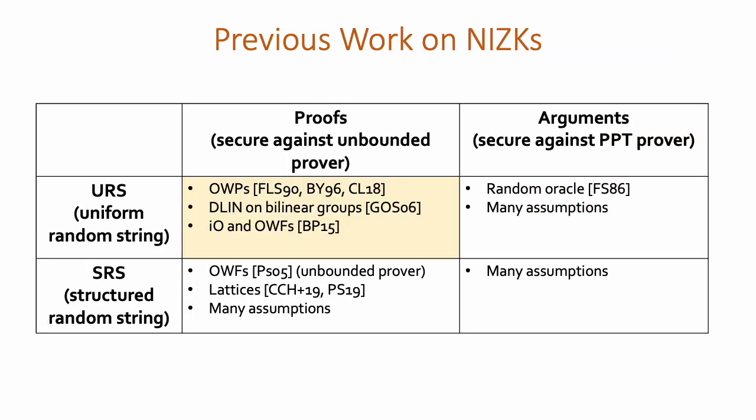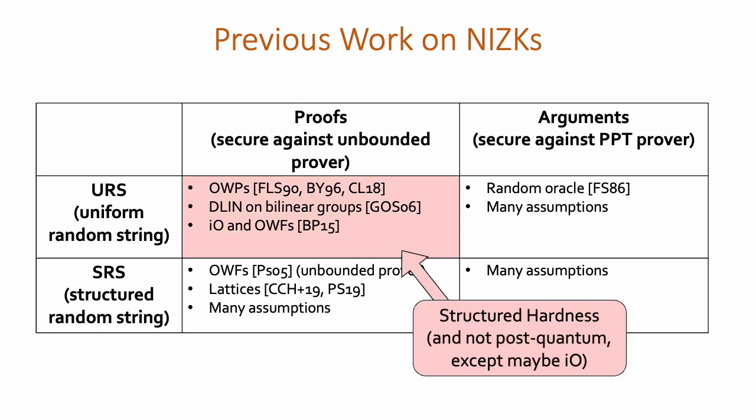When we look at prior works on NIZKs, they can be broadly categorized into two sections: the uniform random string model and the structured random string model, where we allow this shared string to have some structure in it. In the latter case, we have several constructions of NIZK proofs and NIZK arguments from standard assumptions. Now, when we look at the uniform random string model, we do have some constructions from unstructured hardness assumptions and random oracles. However, all of them only give us NIZK arguments.